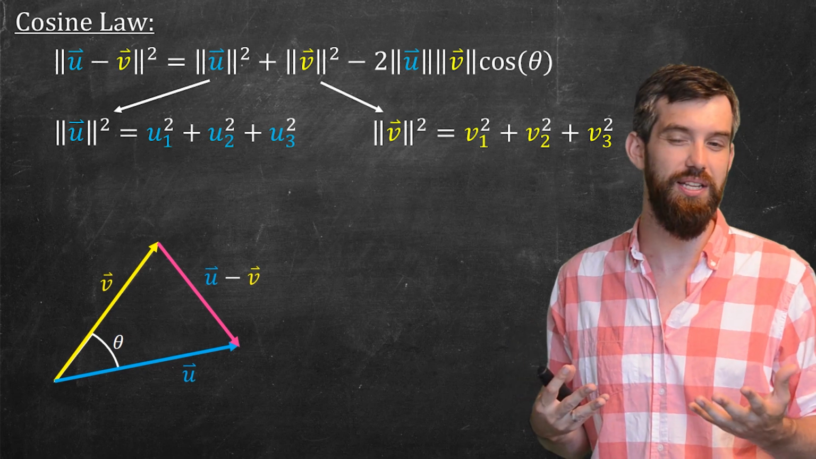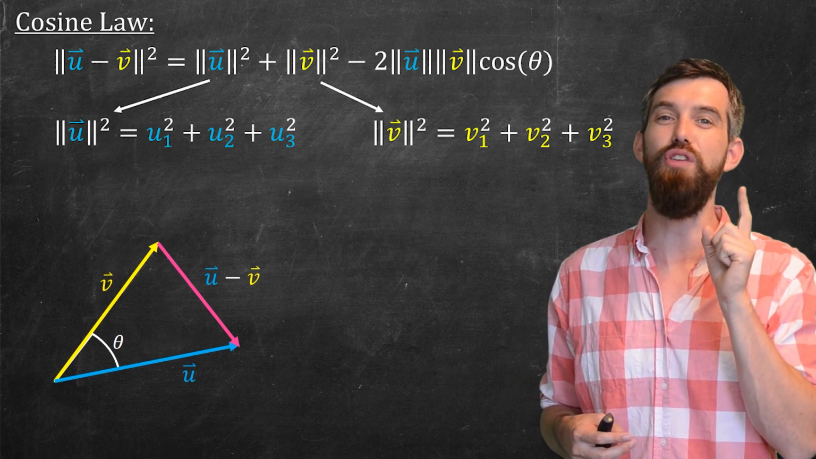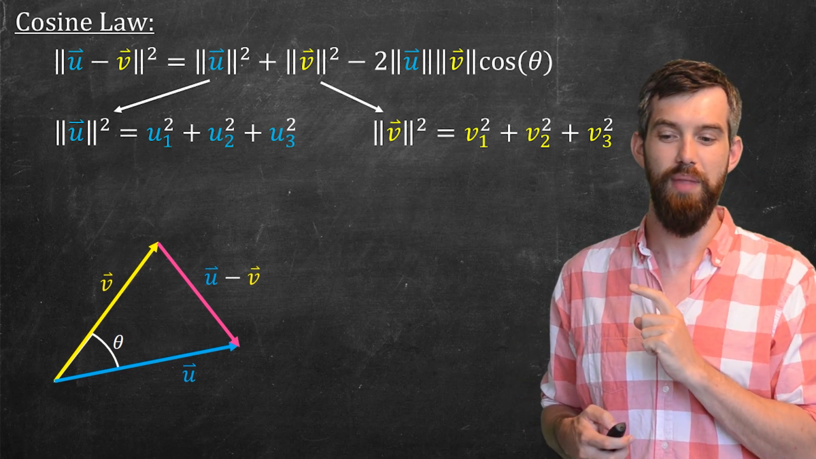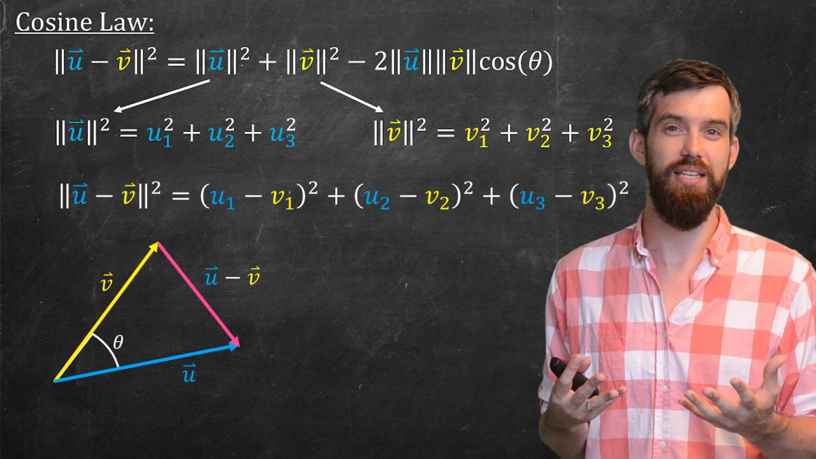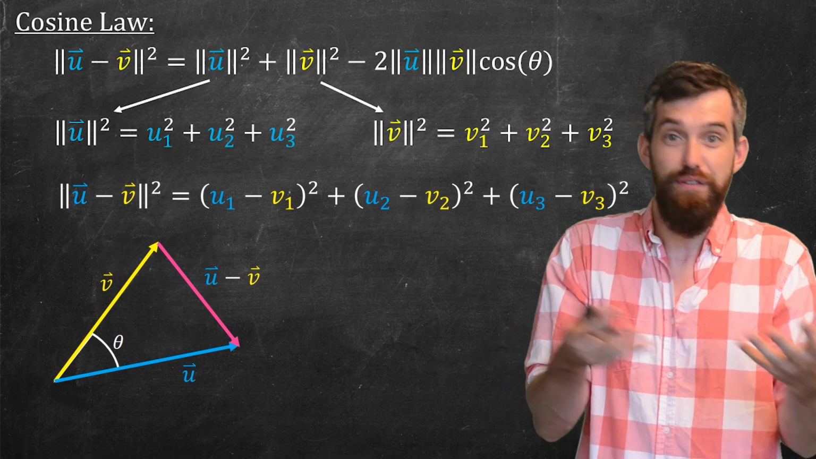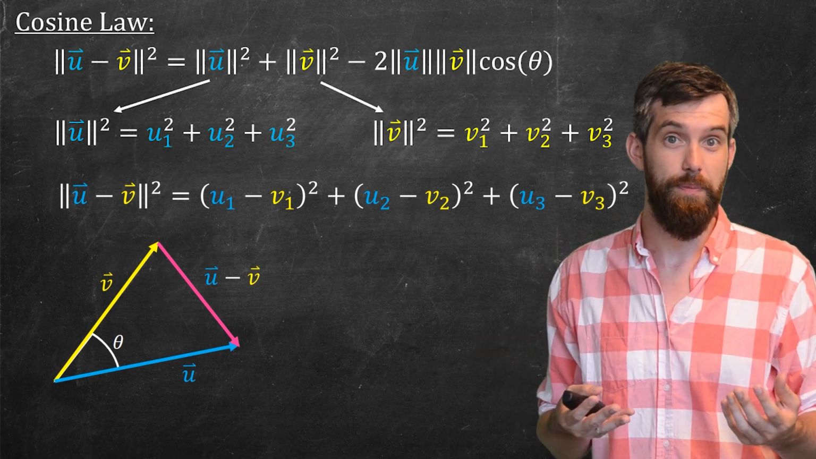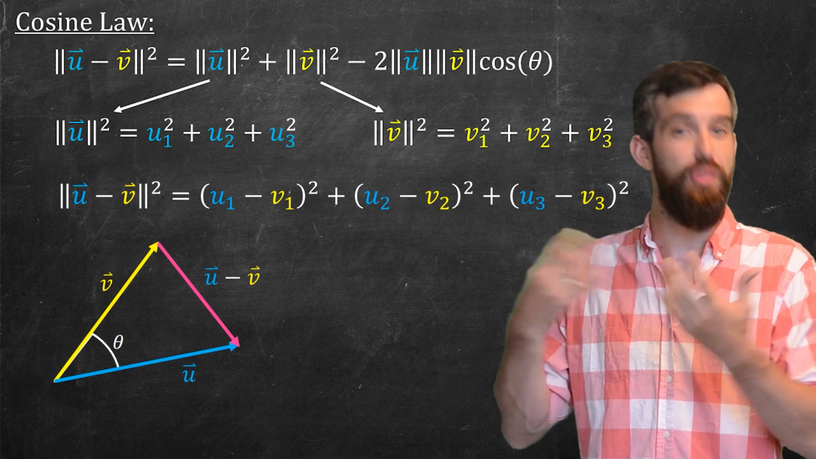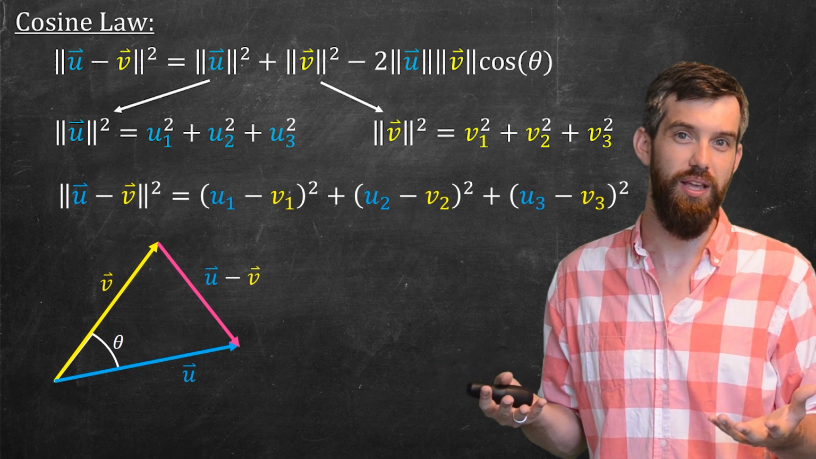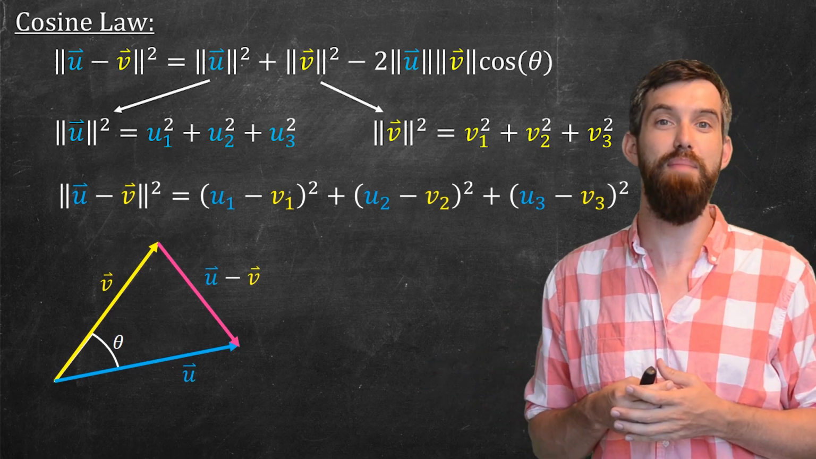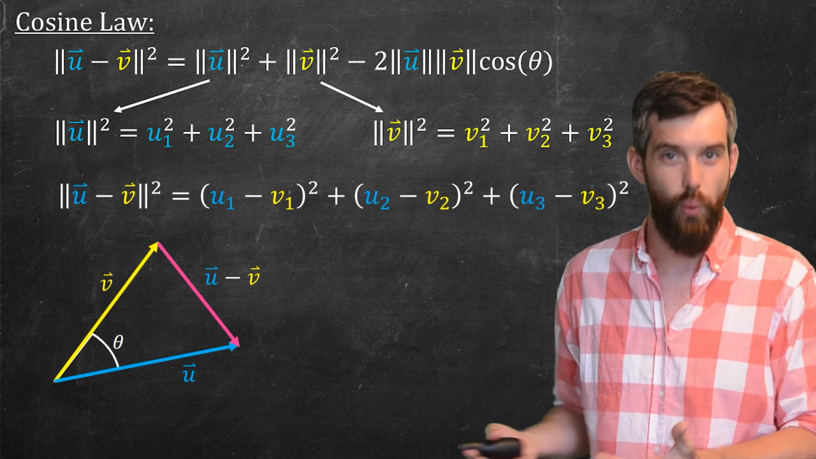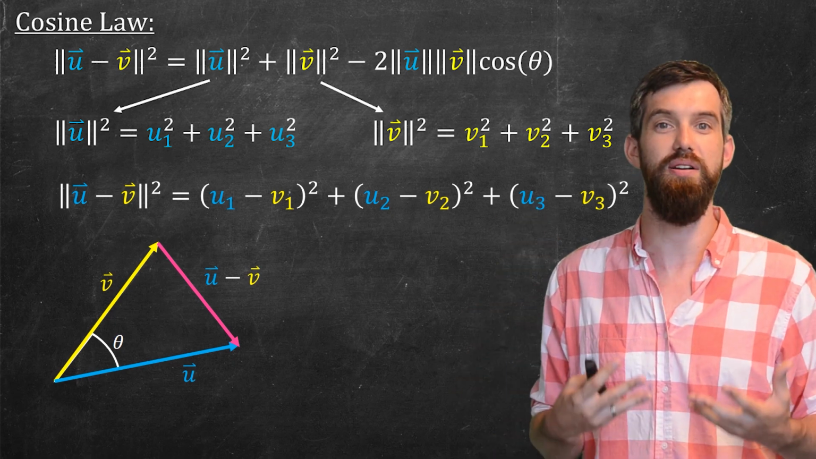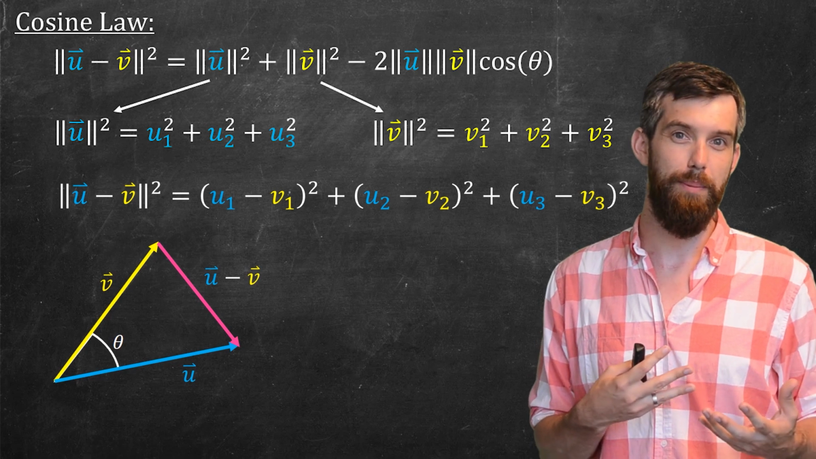All right, making progress. Now let's look at the length of u minus v squared. Well, if I expand out what the length of u minus v squared is, the first component of the vector u minus v is u1 minus v1. The second component is u2 minus v2, and the third component is u3 minus v3. So then if I apply my formula for length, this is going to be equal to (u1 minus v1) squared plus (u2 minus v2) squared plus (u3 minus v3) squared.